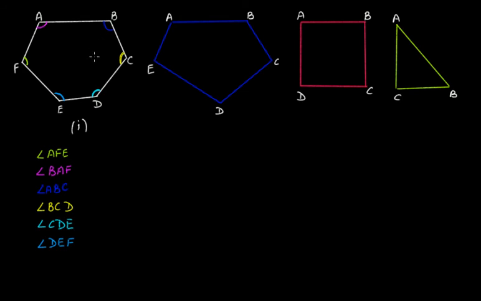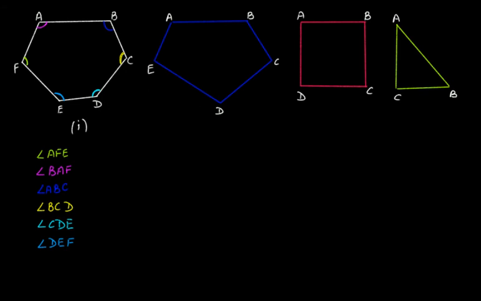Now you can clearly see that the number of angles in a given polygon will always be equal to the number of vertices of that polygon. Since this polygon has 6 vertices, it will have 6 angles, one angle at each vertex.